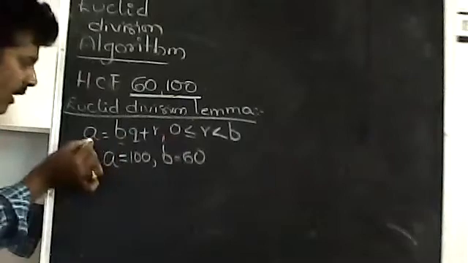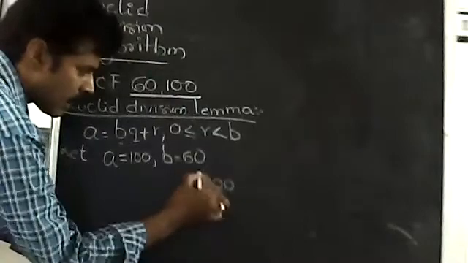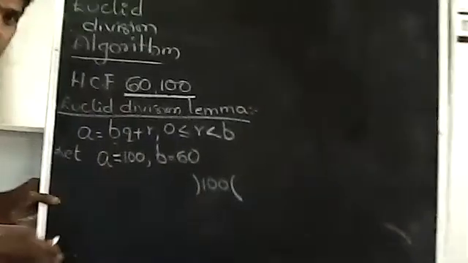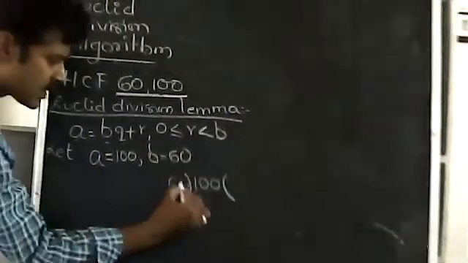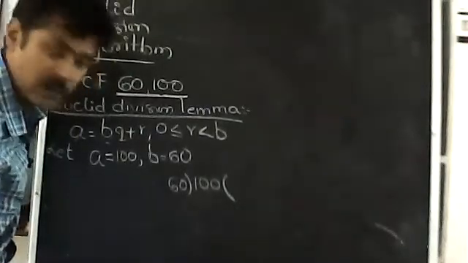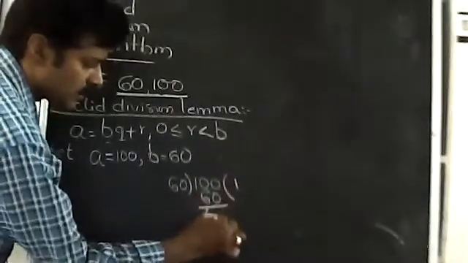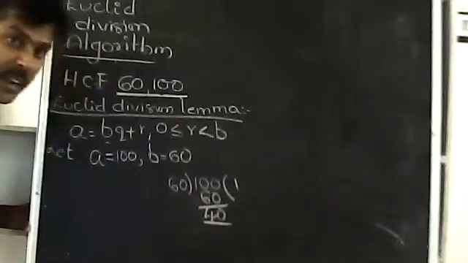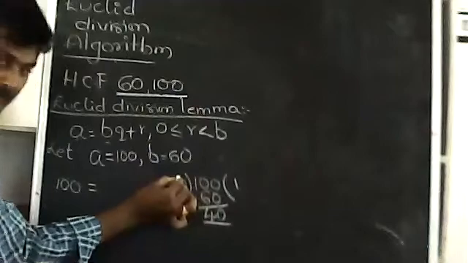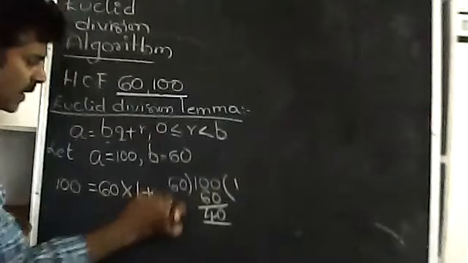Now you have to write this one. Before writing this, you have to do the division. That means the side before this equation is where you do the division, not somewhere else. So I have to divide 100 by 60. How many times does it get cancelled? One time. What's your remainder? 40. So I have to write the equation as dividend 100 equals divisor 60 into quotient 1 plus 40.